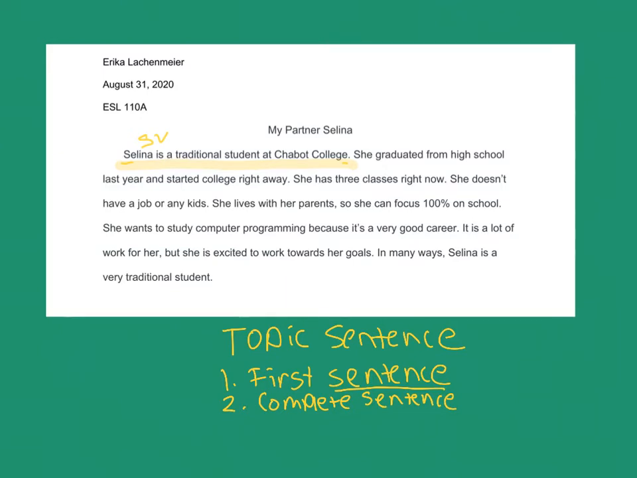And another important thing about a topic sentence is it gives the main idea. It's the main idea of the whole paragraph. So, Selena is a traditional student at Chabot College. That is the main idea. So I know that all of the other sentences in the paragraph will explain more about Selena being a traditional student.